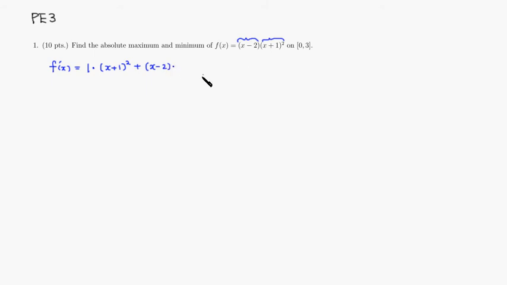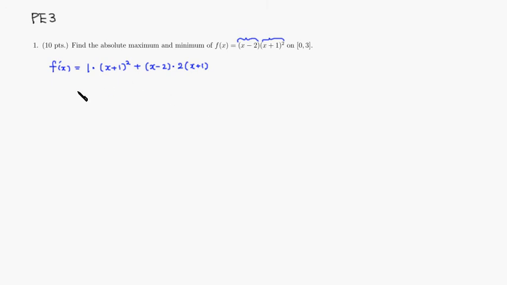times the derivative of the second, which would be 2 in front. Keep the same quantity (x + 1), subtract 1 from the power, so first power. Multiply by the derivative inside, which is 1 anyway, so I'm not going to write it down.